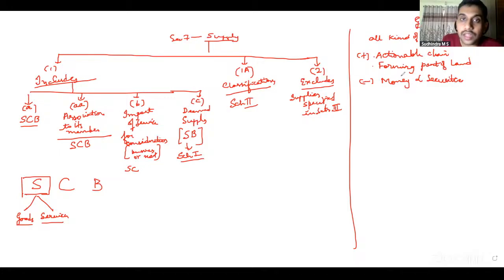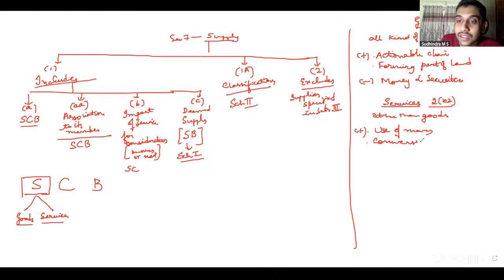Section 2 clause 52. Excellent. Then services, section 2 clause 102. It says anything other than goods. However, it includes use of money, and conversion of money from one currency to another, from one denomination to another, only when for consideration. Excellent.